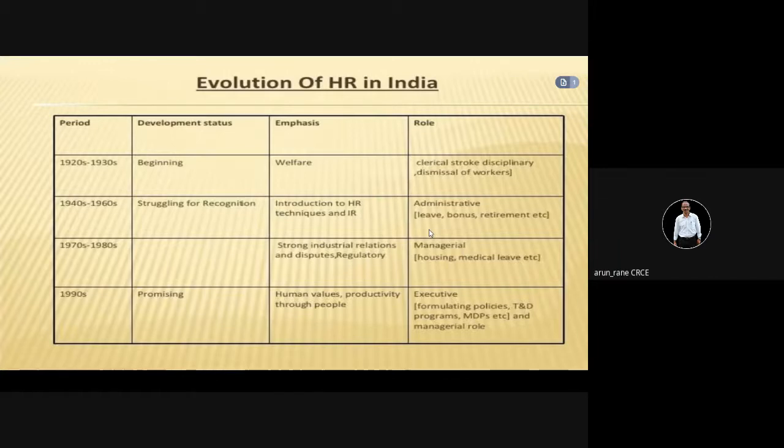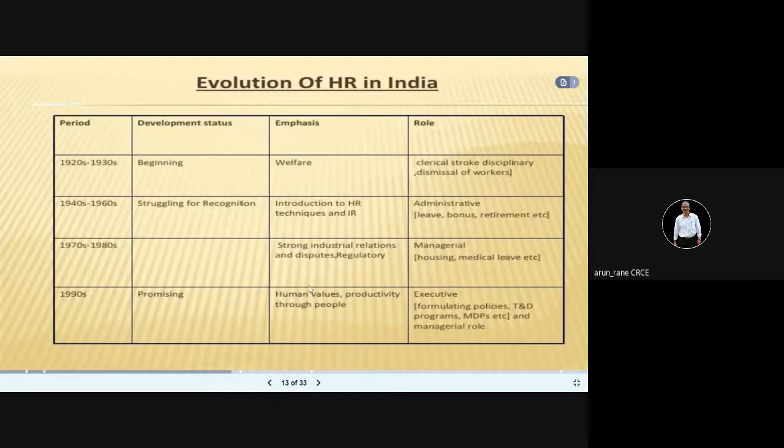If you want to enjoy, if you want to give time to your family, if you want to spare some time with the family, please proceed with pay, not without pay. Bachelors, if you want some refreshment or bachelors parties, yes, please proceed. No restrictions. 70 to 80, strong industrial relations, mostly managerial.